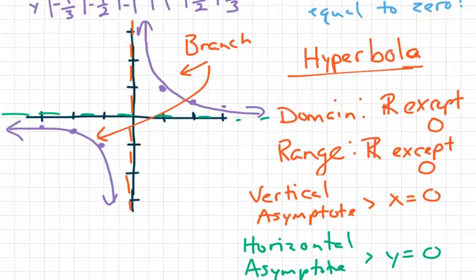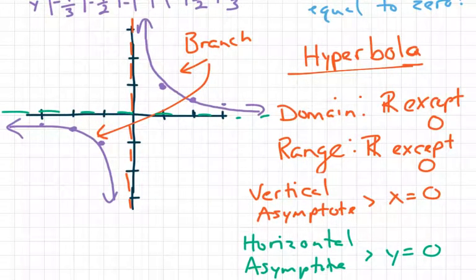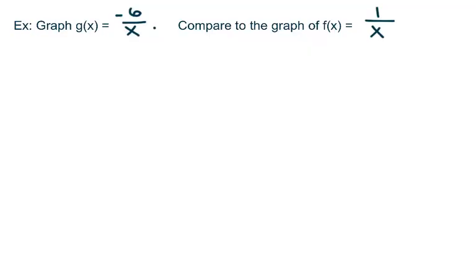And then you've got a horizontal asymptote and a vertical asymptote making up the hyperbola with the two branches. So let's take a look at another example here. Graph the function g of x equals negative 6 over x compared to the graph of f of x equals 1 over x. So let's start with g of x.